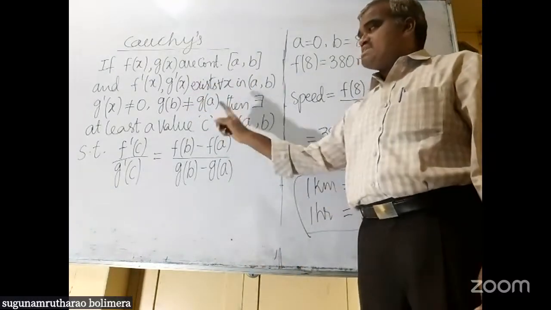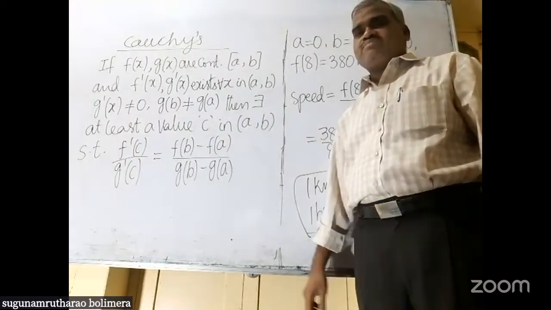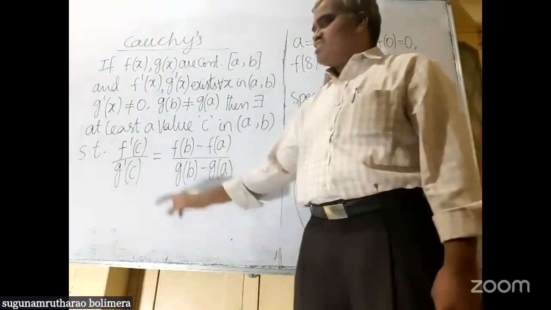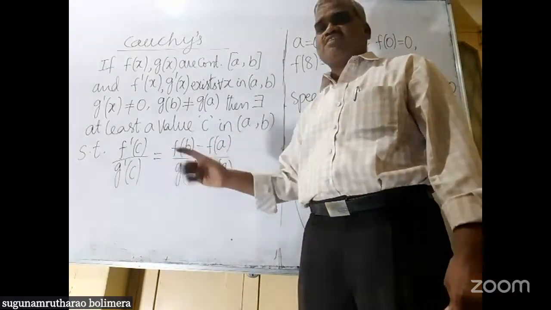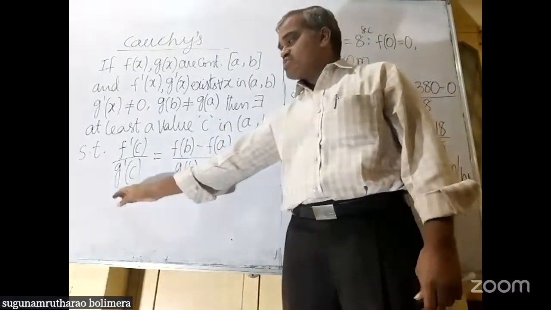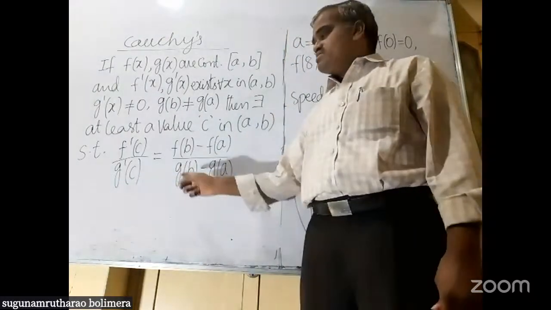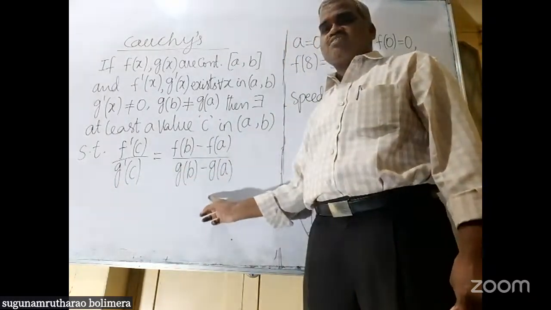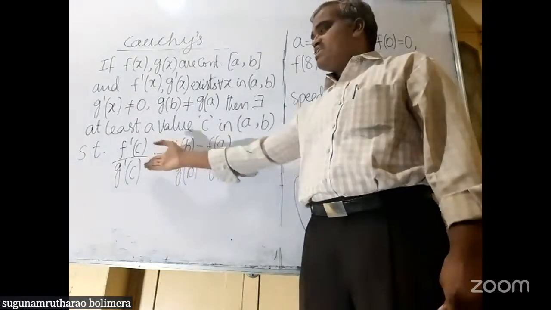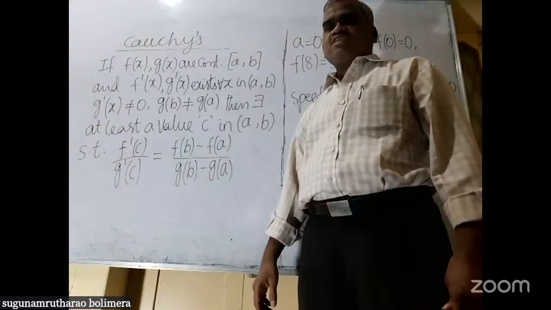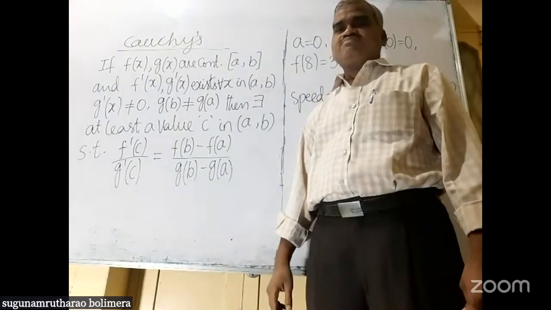Then there is at least a value c in open (a, b) satisfying, if it is only one function, f dash of c equal to f of b minus f of a by b minus a. And if you substitute g dash of c also, g of b minus g of a by b minus a, b minus a gets cancelled. So you are getting this. This is Cauchy's mean value theorem.